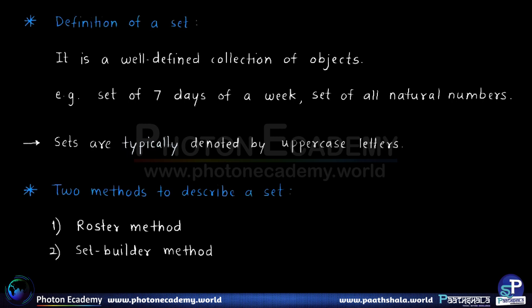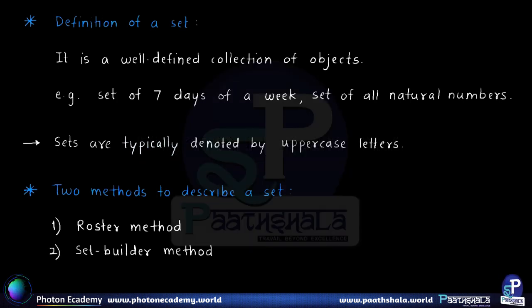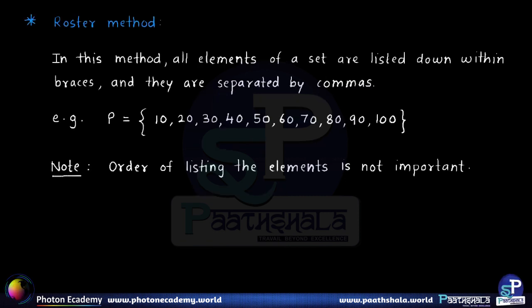Alright. Now sets are typically denoted by uppercase letters, as we will see in various examples ahead. Also, the two methods to describe a set are the roster method and the set builder method. Now let's see the details of these two methods.